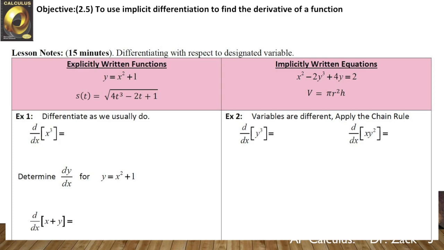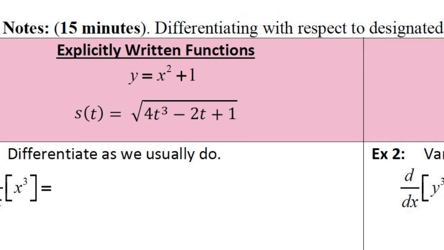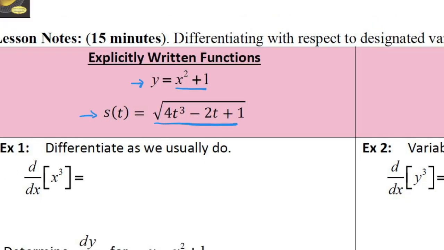So let's use ideas from our lesson preview and discuss explicit and implicit expressions or equations. As I'm looking at my explicit equations, what I notice is that we have a variable which has been isolated, written as a function of other variables. Similarly, we have s of t written as a function of t.